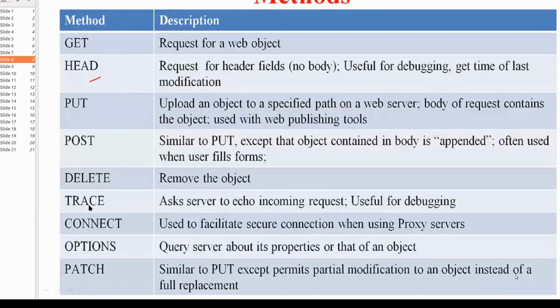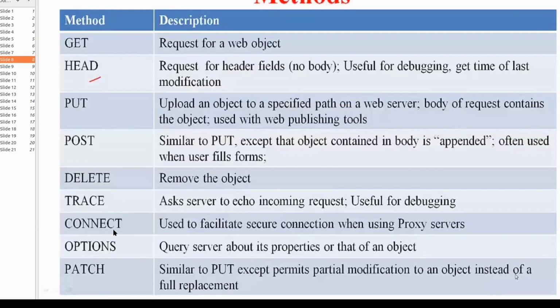Okay. Trace is another method that is again helpful for the developer, not for the user. Whenever a client is sending a request, if the developer at the server end wants to know what message is coming in right now, he can use this trace message, which echoes back and shows him what the incoming request is. That is the trace method.